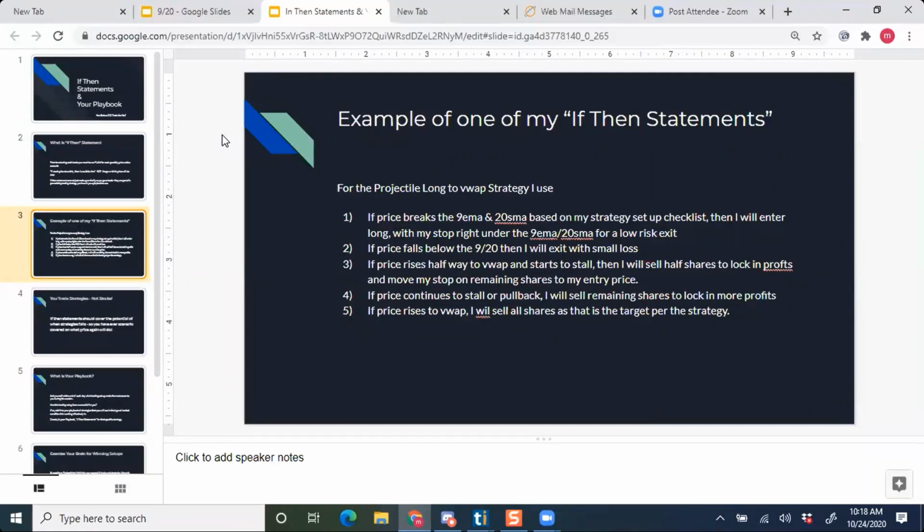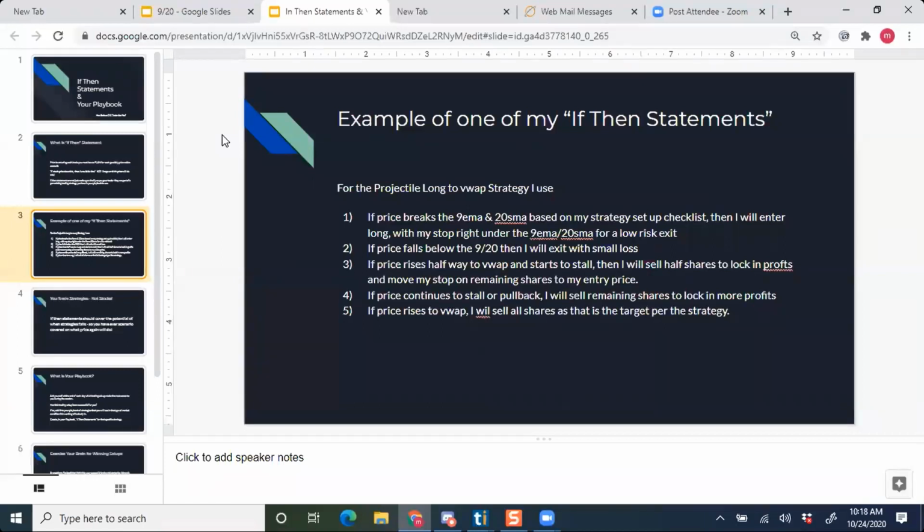Same trade. If price falls below the 9 20, then I will exit with a small loss. Again, if the trade does not go my way, then I will exit for a small loss per the strategy. Three, again, same trade prior to entering that same trade. If price rises halfway to VWAP, which is a strategy, but then starts to stall, then I will sell half shares to lock in profits. Again, if price rises halfway, then I will do this.